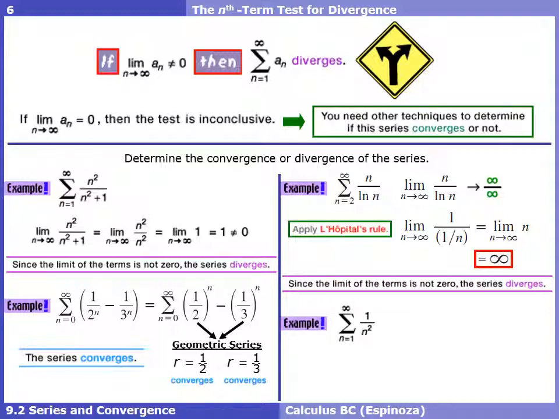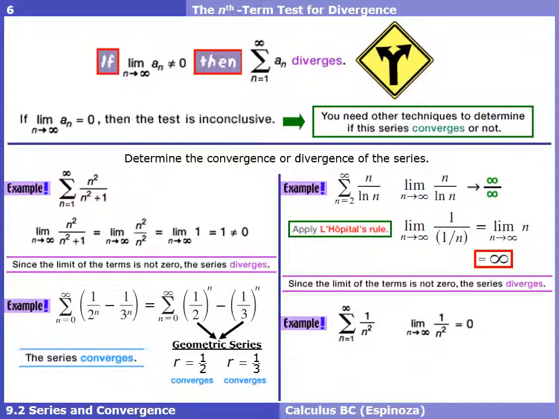In this last example, same idea. We're trying to figure out if this infinite series converges or diverges, and the only test we have right now to figure out what's going on here is this test up at the top, the nth term test for divergence. So we're going to have to take the limit of the infinite series 1 over n squared. If we take that limit, you'll notice something.